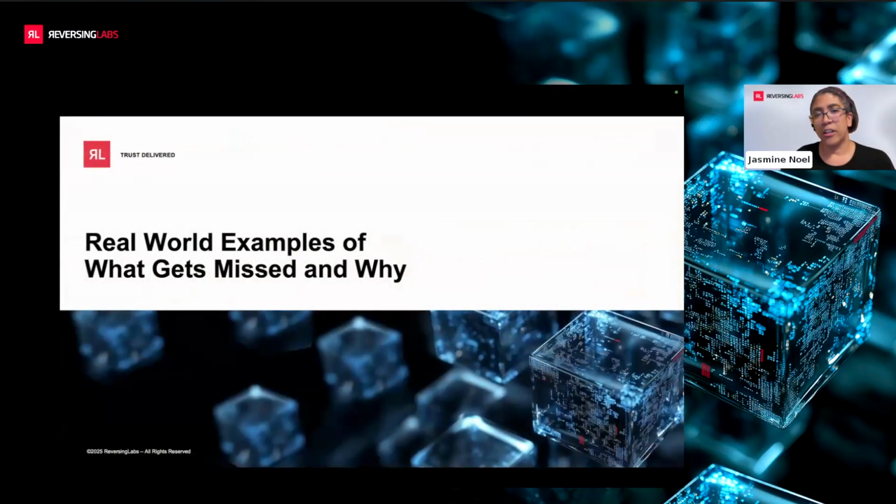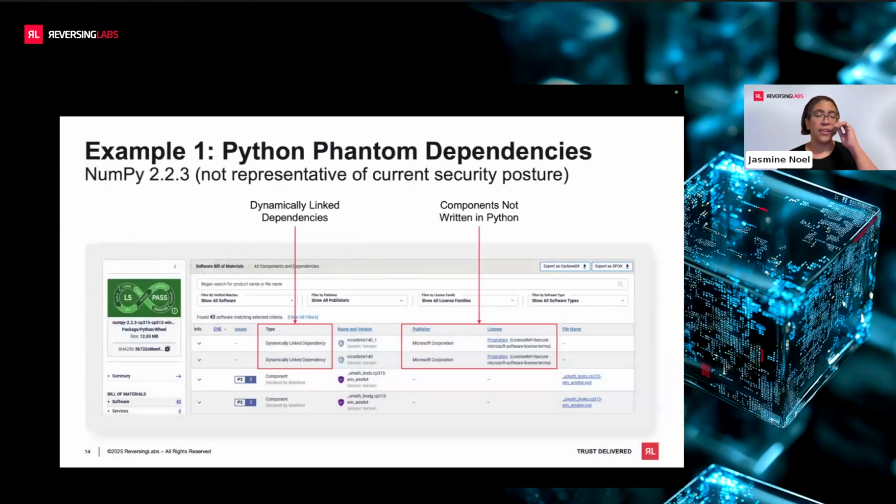Okay, so let's get into some real world examples of what gets missed by these SCA type solutions and why. The first example we're looking at is what we call Python phantom dependencies. We're using this particular example, an older software version. For every example that we're talking about, they're not representative of the current security posture. We're just using them as examples, either because we've analyzed them before and blogged about them before. So what's getting missed here is dynamically linked dependencies and components not written in Python.